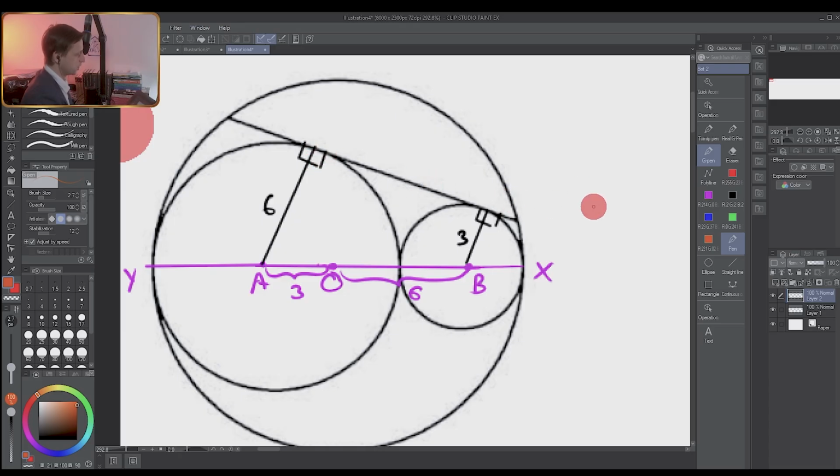It will be, in our case, 2 square root of 6 times 3. This segment is 2 square root of 18, or 6 square root of 2. You can mark it like this. However, there will be a question of how to find this one and this one.